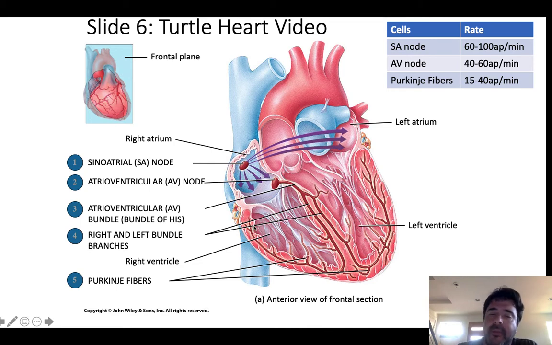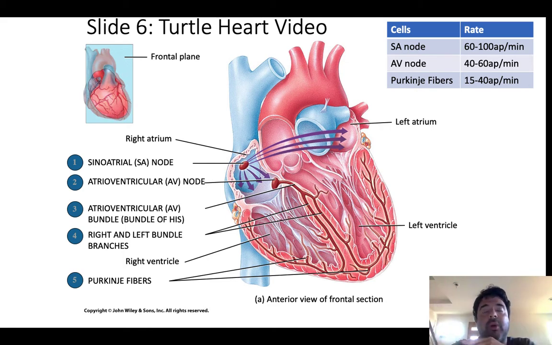They don't fill them up. Then that electrical signal is allowed into the bundle of His, the left and right bundle branches, and then up the Purkinje fibers. After that, the ventricles will subsequently depolarize. After they depolarize, they will contract. So the electrical event would be the depolarization of the ventricles. The mechanical event would be the contraction of the ventricular systole.